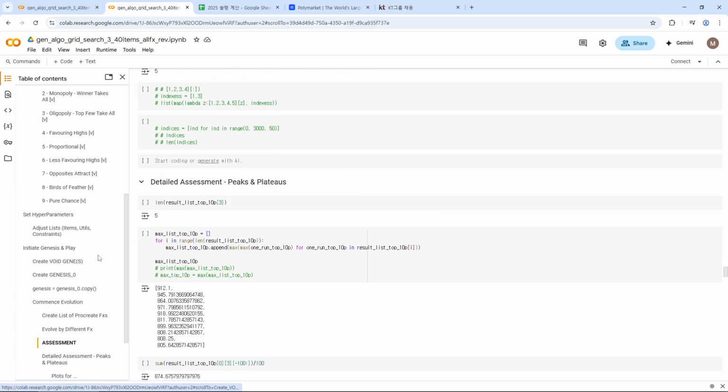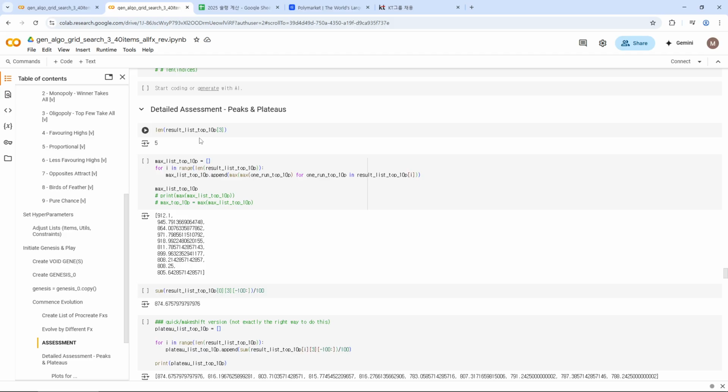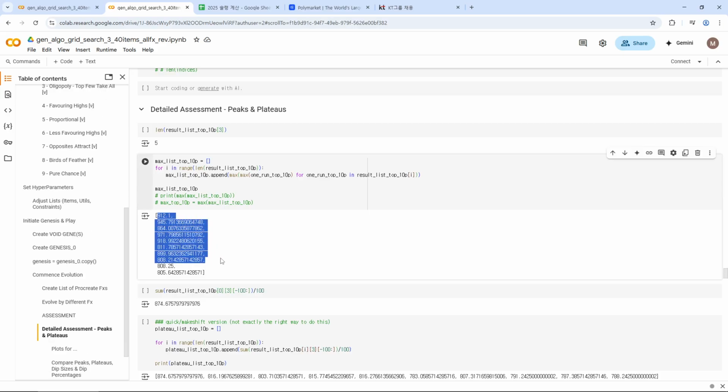And now, for the detailed assessment, what I did here is I tried to pinpoint by hand the peaks and the plateaus where I can, or rather calculated, and expressed them on each plot for each procreate function. So this is the list for the maximum value for the average of the top 10%. Yeah, that's the right way to say it. So here we go.